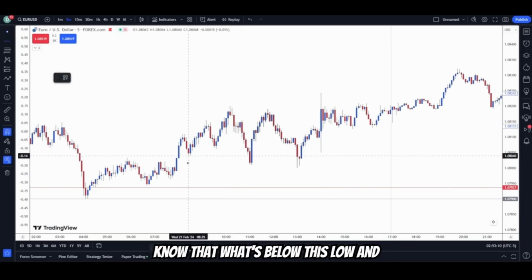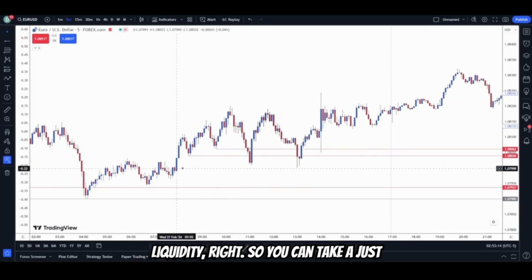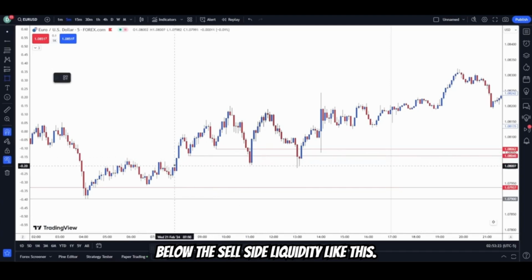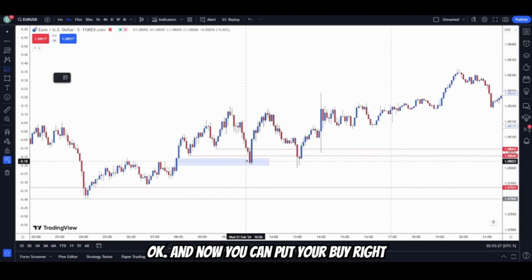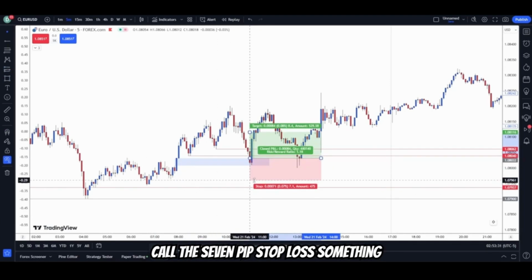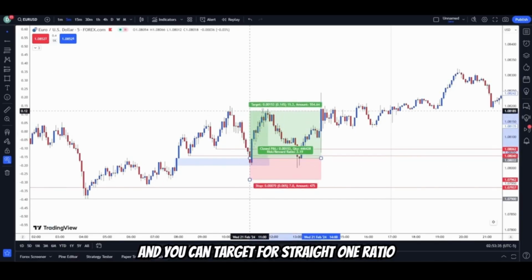But we all know that what's below this low and what's below this low is sell side liquidity, right? So you can just take a buy from the fair value gap, which is below the sell side liquidity like this, okay. And now you can put your buy right over here, and you can take a 7 pip stop loss or something, and you can target a straight 1:2 like this.